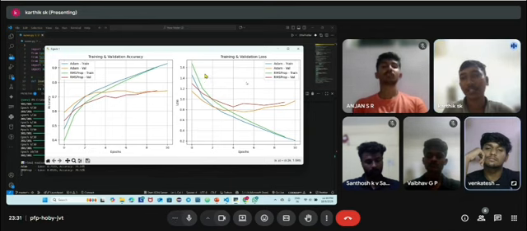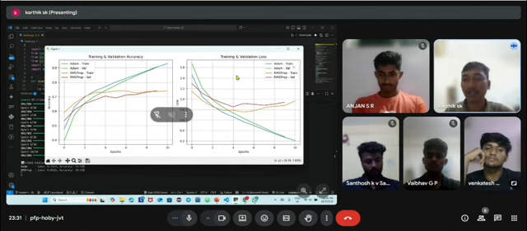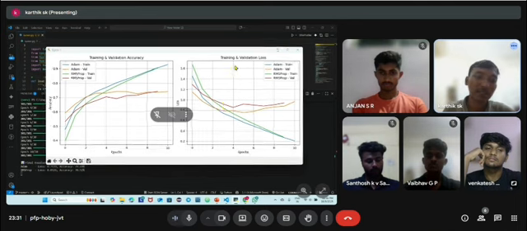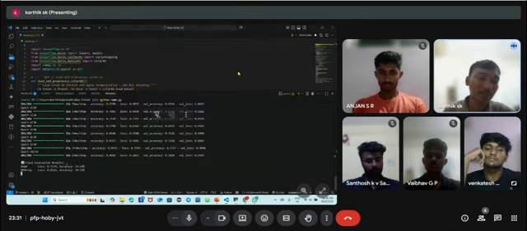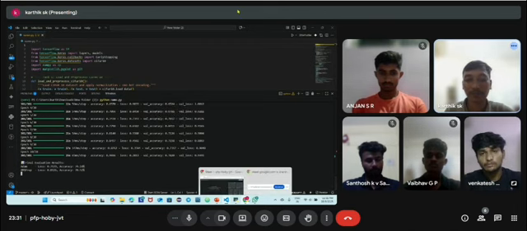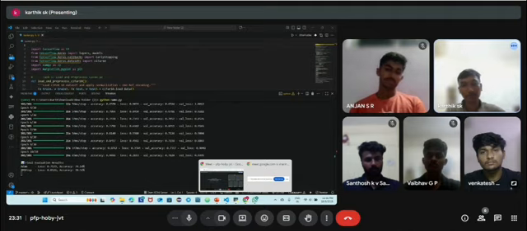In the training and validation loss, again the Adam train has the lower value, which makes it perfect for the training and validation loss. Here is our accuracy of up to 74% for Adam, which is best for our project.